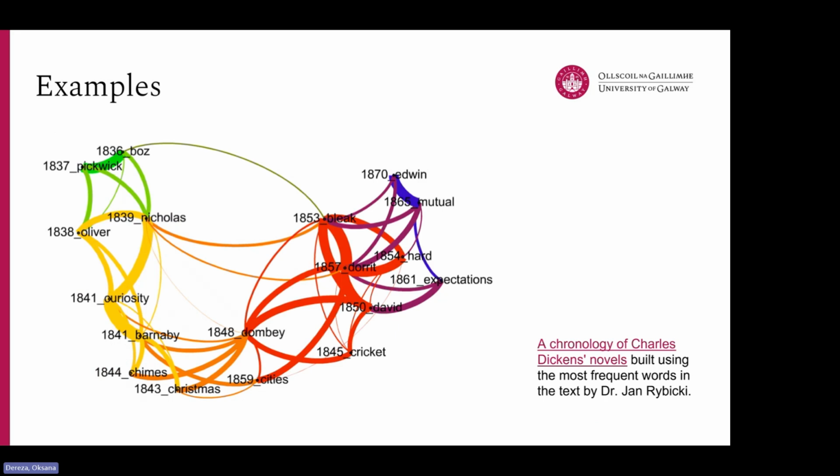And now we're going to examples. That's another graph from the same work, so you can see it's pretty old. That's a chronology of Charles Dickens novels by Jan Rybicki, and it's built using the most frequent words in the text. So that's one of the applications for literary studies called stylometry, where you compare how similar the texts are, if they belong to the same author, if they belong to the same period in the author's artistic life, by comparing the words. So he visualized these novels by Charles Dickens, comparing the words used in them.